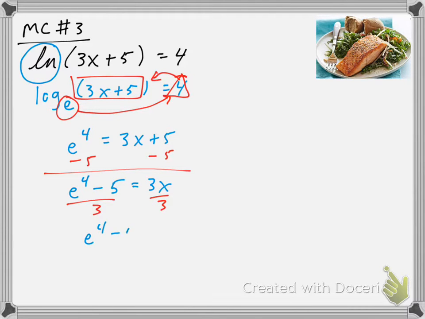We're going to rewrite our left side as e to the fourth minus 5 over 3, and that's equal to x. And that is your solution. Hopefully you got that.